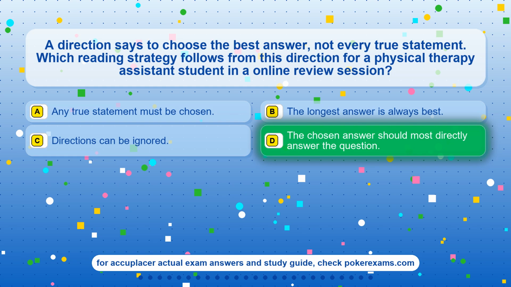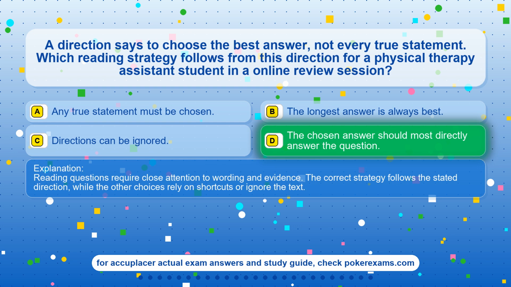The correct answer is option D. The chosen answer should most directly answer the question. Reading questions require close attention to wording and evidence. The correct strategy follows the stated direction, while the other choices rely on shortcuts or ignore the text.